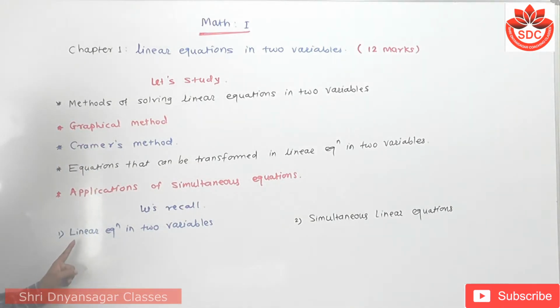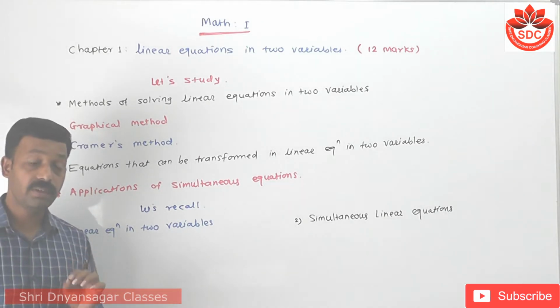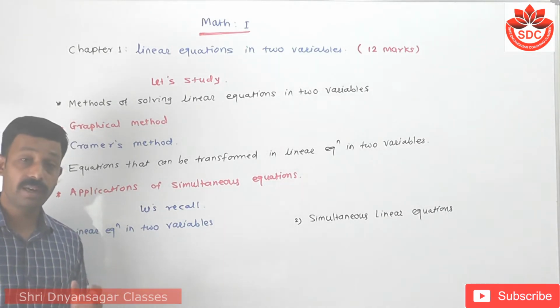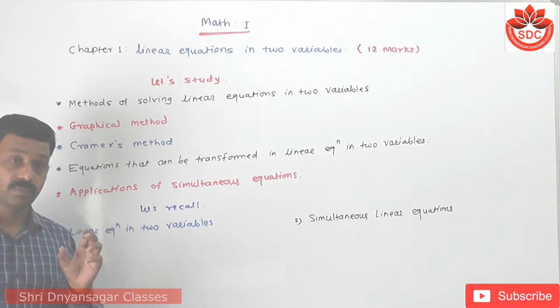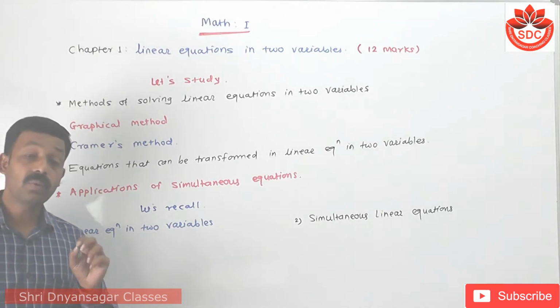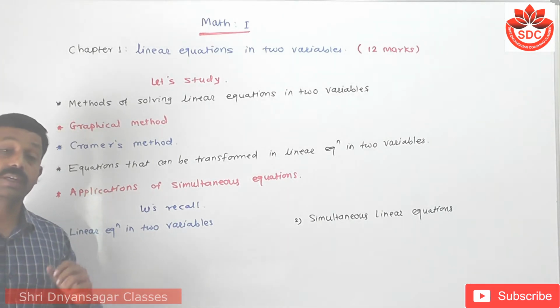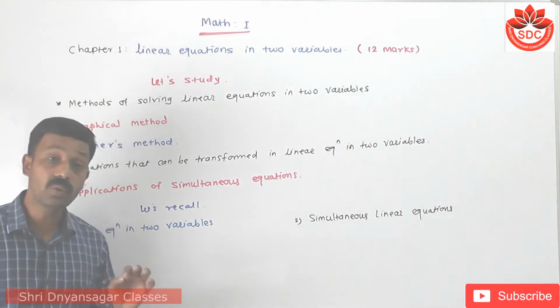Look, first we saw linear equations in two variables. What is meant by a linear equation in two variables? I have to tell you that if equations have two variables with degree 1, then they are called linear equations in two variables.